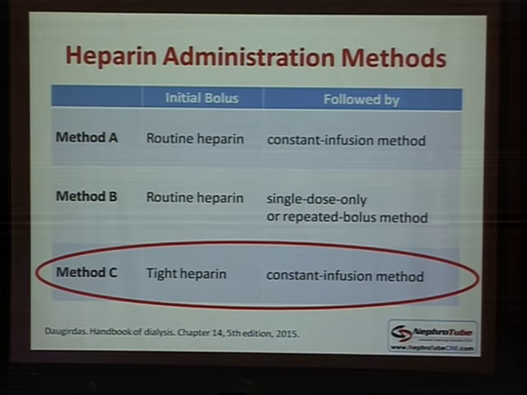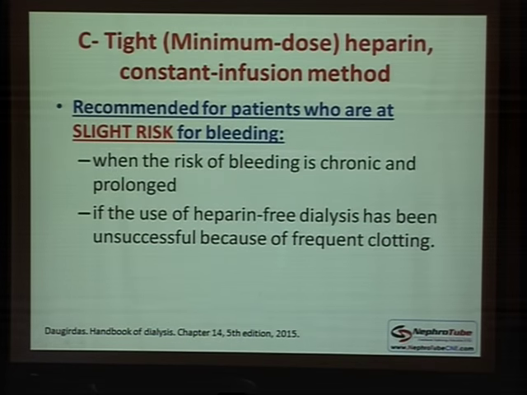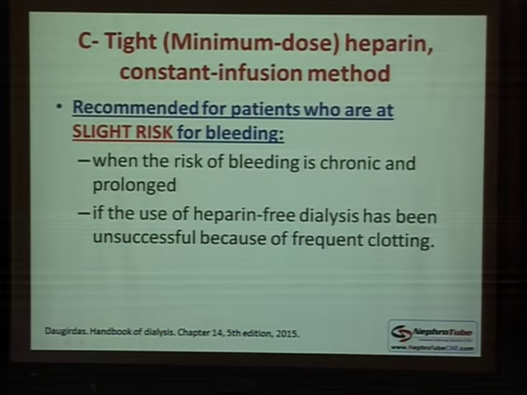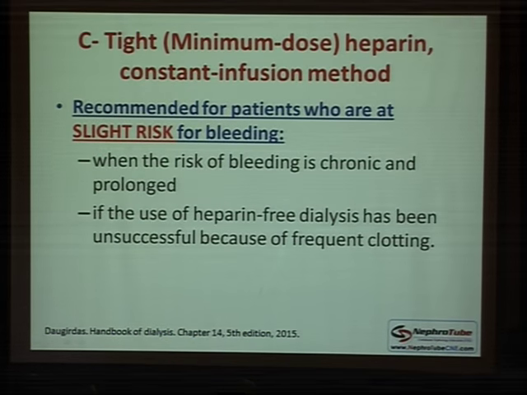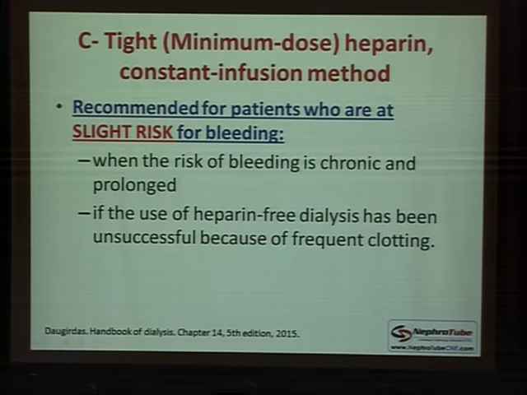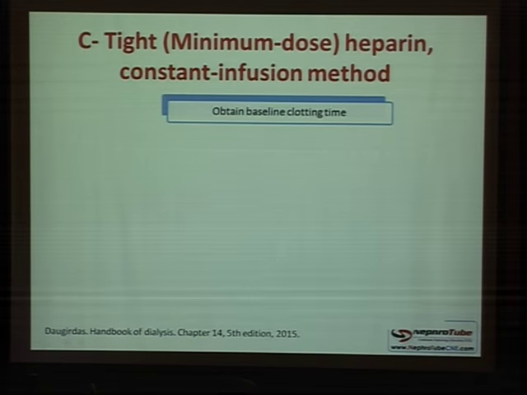Regarding the tight heparin method, it is not popular and is not used much. Its indication is mainly in patients who are at slight risk of bleeding. If there is a moderate to severe risk of bleeding, we prefer to avoid heparin as an anticoagulant. So it is mainly used in patients with slight risk of bleeding.